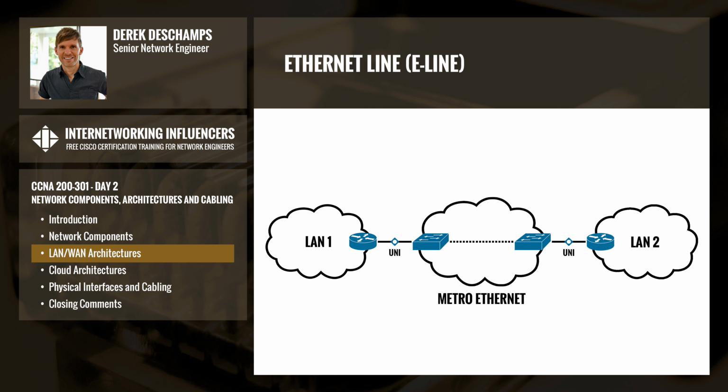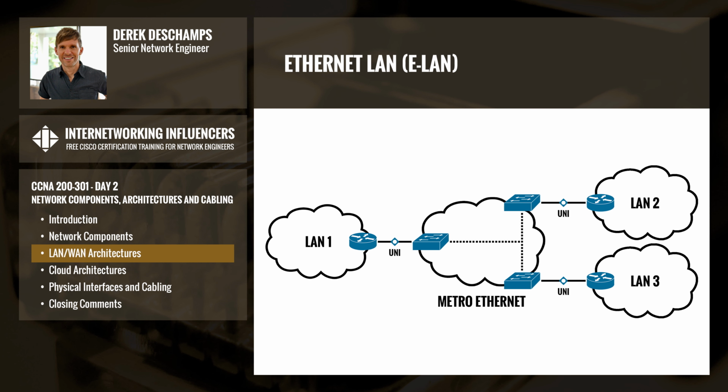There are a few different types of Metro Ethernet services. An Ethernet line service, also known as E-Line, creates a point-to-point connection between two UNIs. An E-Line service is ideal for connecting two LANs together. An Ethernet LAN service, also known as E-LAN, connects multiple UNIs in a full mesh configuration. An E-LAN service is ideal for connecting multiple LANs together, allowing all LANs to communicate with each other.